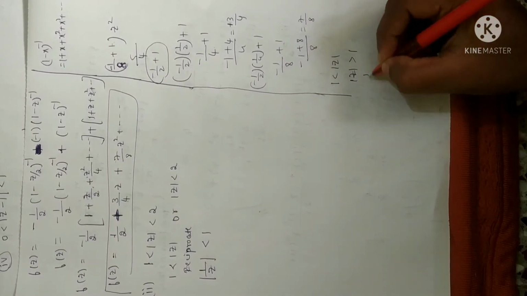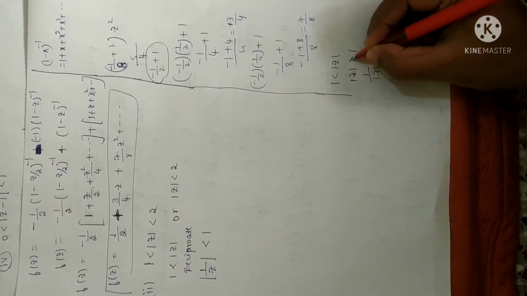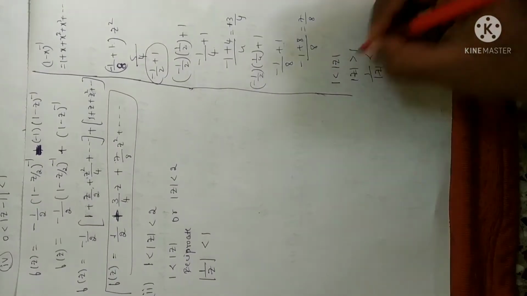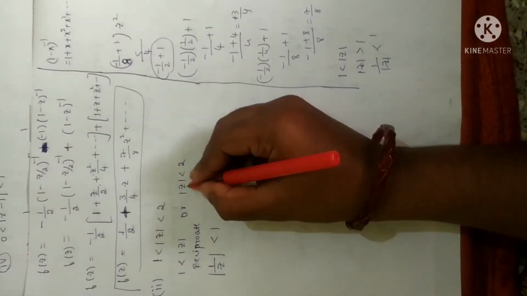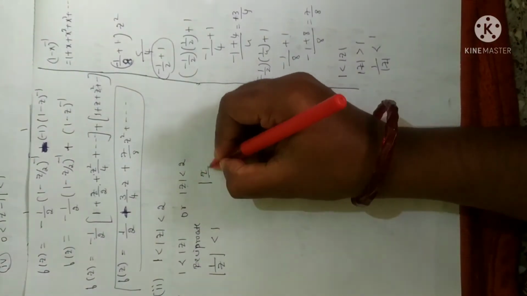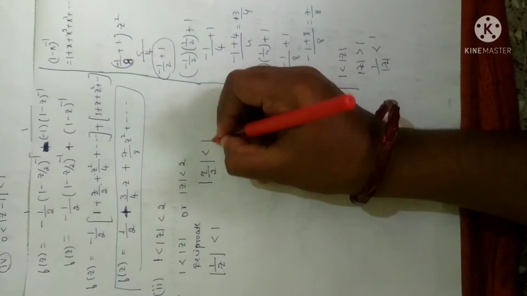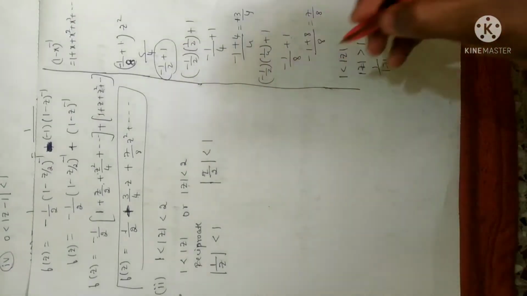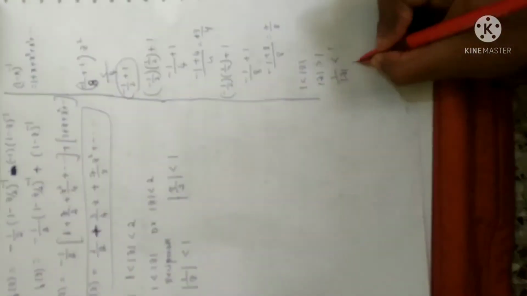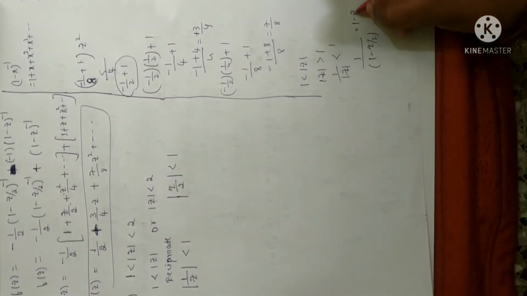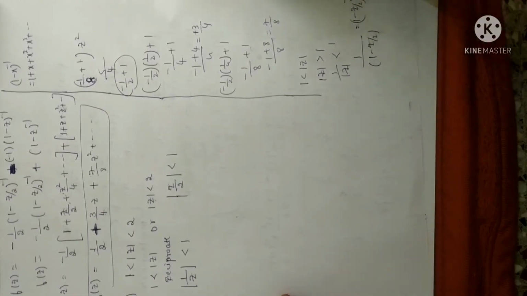When you take the reciprocal, greater than will become less than, and 1 by 1 is 1. So 1 by mod z is less than 1. The second condition is mod z less than 2. Similarly here, let me take 2 here. So mod z by 2 is less than 1. So whenever you have z by 2 in the denominator, something like 1 divided by 1 minus z by 2, I can write this as 1 minus z by 2 whole power of minus 1.